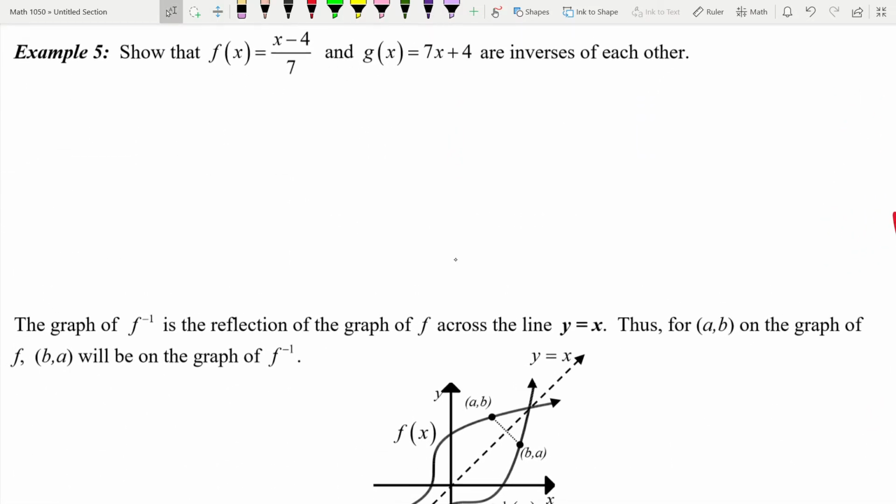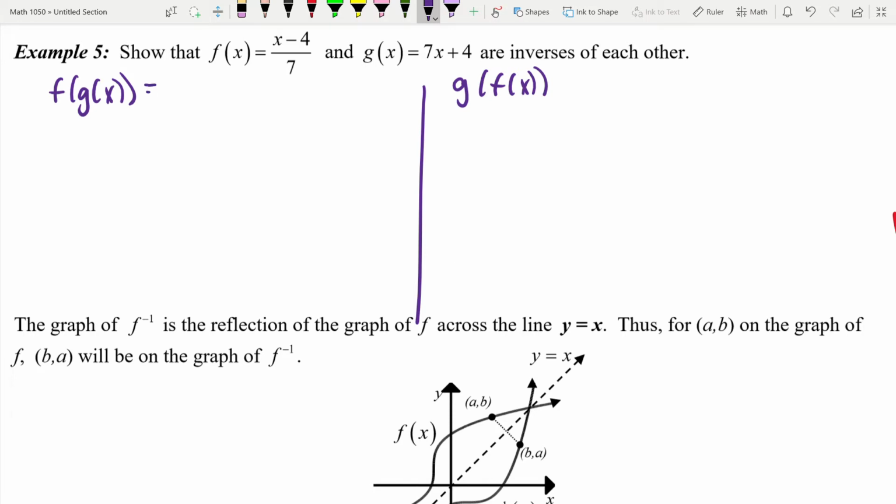Okay, so take your pencil, and I want you to cut your paper in half. Right here, I want you to write f of g of x, and on the other side, I want you to write g of f of x. If these are inverses, when I plug them into each other, then I'm going to get an x. Now that doesn't mean you can fake it. You have to show your work and you have to do it properly, and you should get an x. I know it's going to work, guys, because it says show.